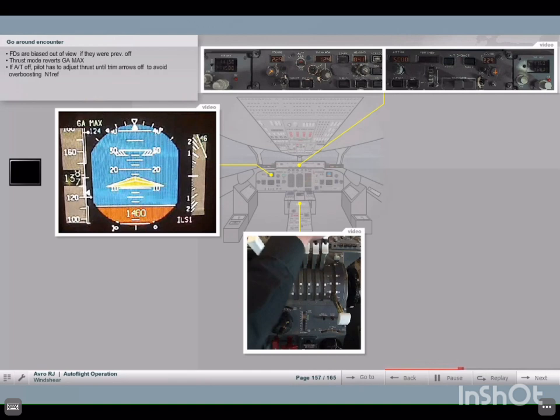If autothrottle is off, the pilot has to retard the thrust levers by help of the FADEC trim arrows to avoid overboosting N1 ref.